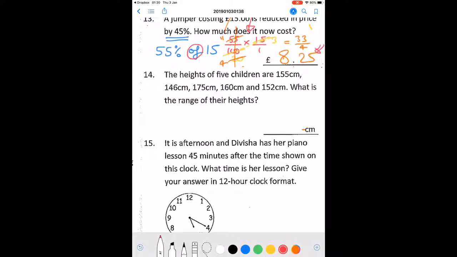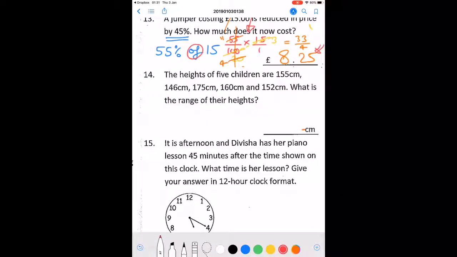Okay, question number 14. The heights of 5 children are 155, 146, 175, 160, 152. What is the range? Again, range is one of those averages. It's going to be the largest number minus the smallest number. So let's have a look for our largest number. Our largest number is this one. Our smallest number is this one. So it'll be 175 minus 146, and that will give us an answer of 29.